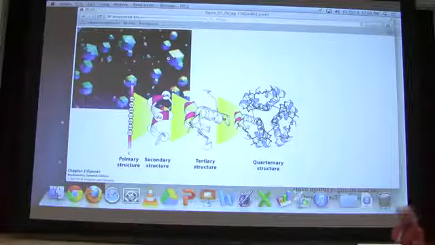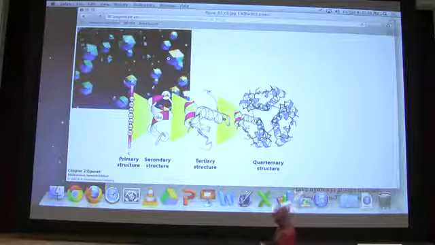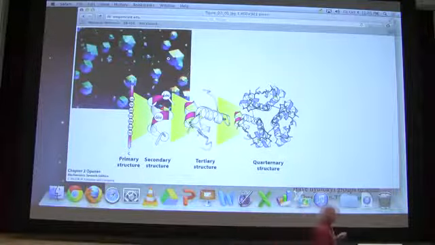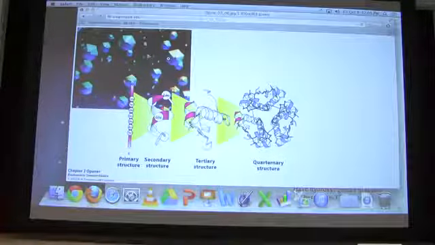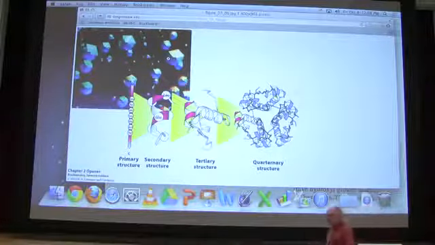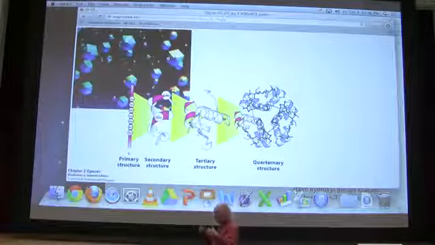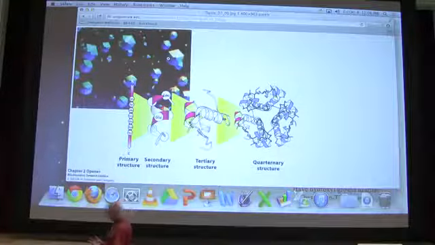I'm going to briefly tell you what these are, and then I'm going to talk about them in more detail later. All right? Primary structure is the sequence of amino acids that occurs in a protein. Primary structure determines all of the other properties of a protein. It determines the secondary structure, it determines what the tertiary structure is, and it determines what the quaternary structure is.